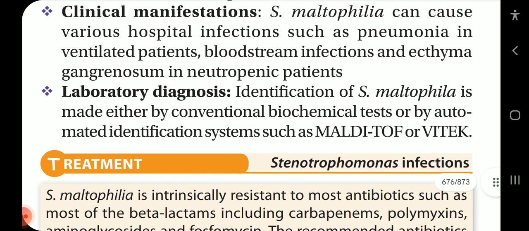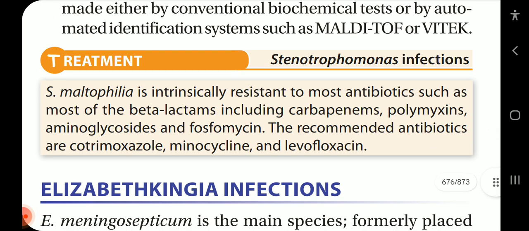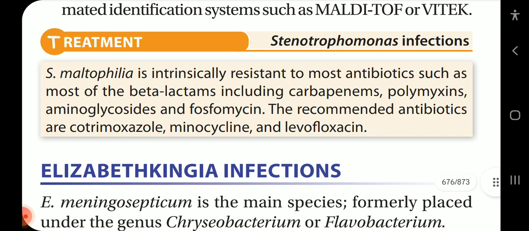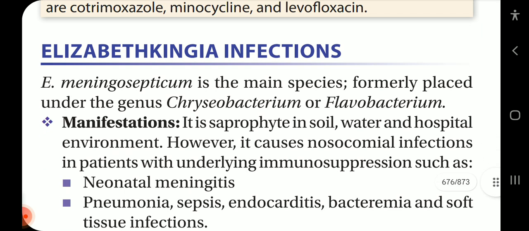Lab diagnosis: identification of S. maltophilia is made either by conventional biochemical test or by automated identification systems such as MALDI-TOF or Vitek. Treatment of Stenotrophomonas infection: it is intrinsically resistant to most antibiotics such as most of the beta-lactams, including carbapenem, polymyxin, aminoglycosides, and fosfomycin. The recommended antibiotics are cotrimoxazole, minocycline, and levofloxacin.